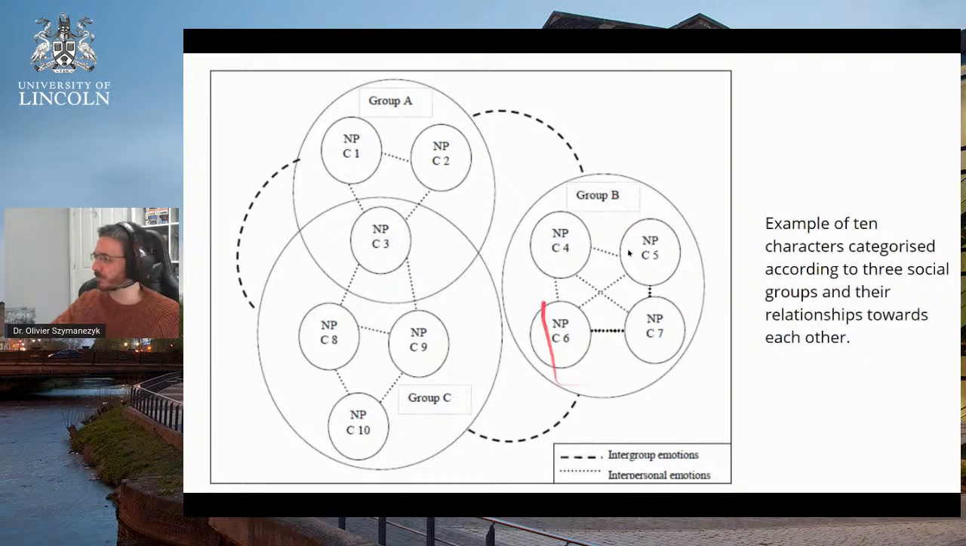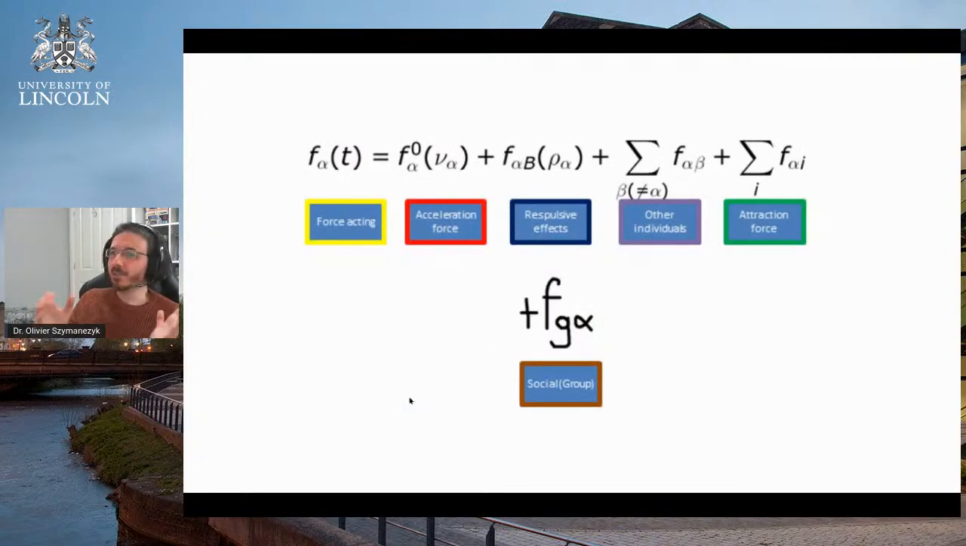However, the people within group B like people within group C, and they're trying to walk towards them. So plenty of stuff happening, and that's only with 10 characters. However, the helping social force model is not looking at groups, which is bad actually.